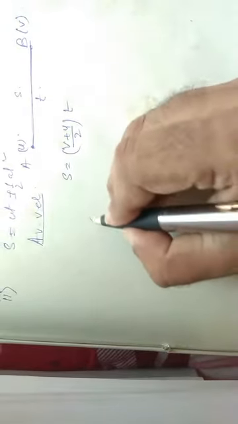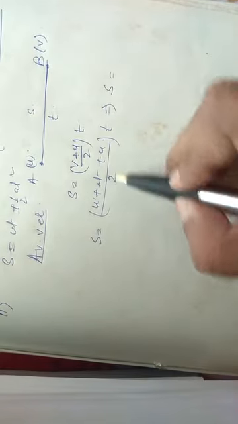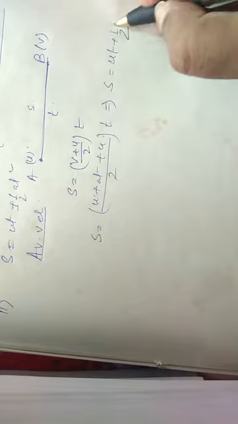Replacing the value of v from the first equation, u plus at plus u by 2 into t, we get s is equal to 2u by 2 means 1u into t plus half at square.